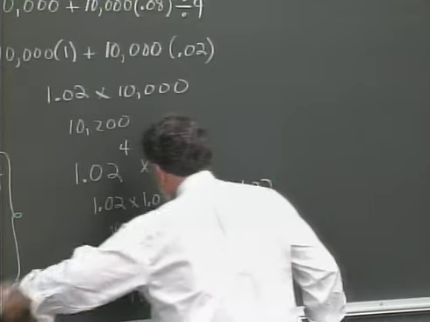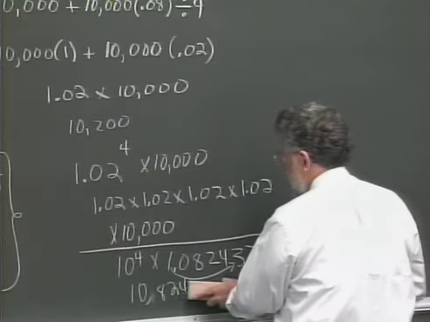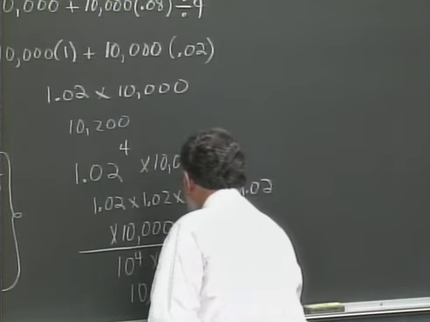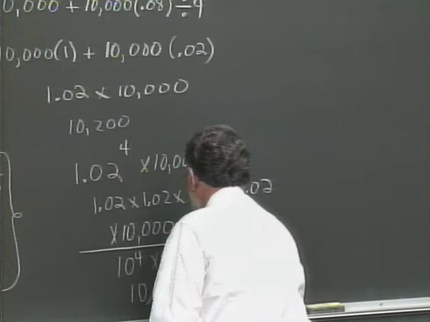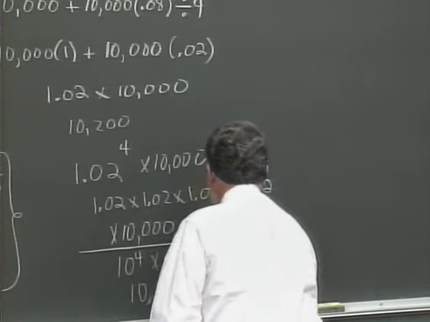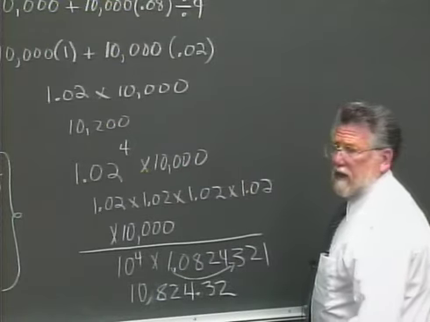$10,824.32. Now, just looking at the angle there, I don't like the way that reads. So I'm going to try rewriting that part. $10,824.32. Let's see if that reads on the camera better. Yes, it does.